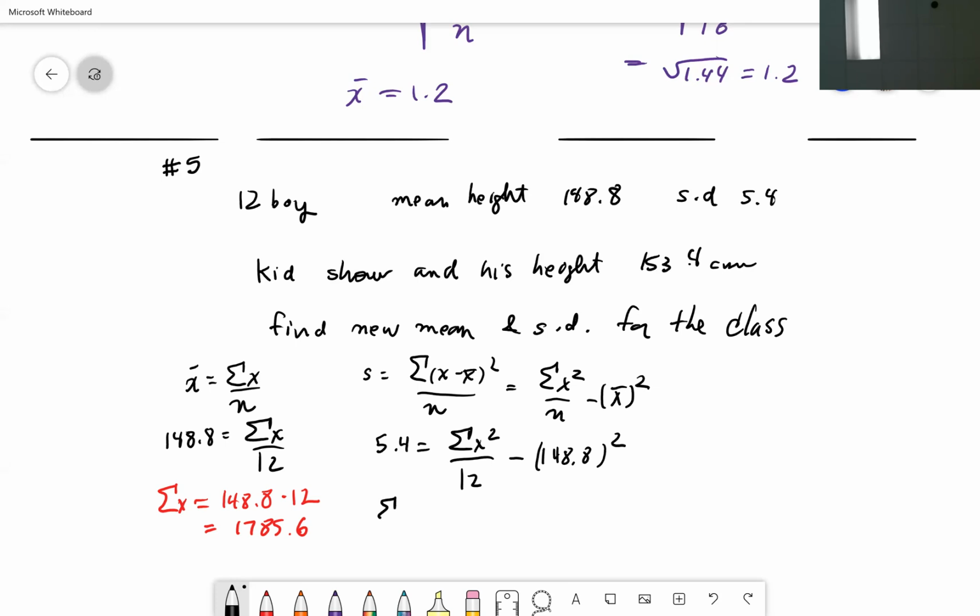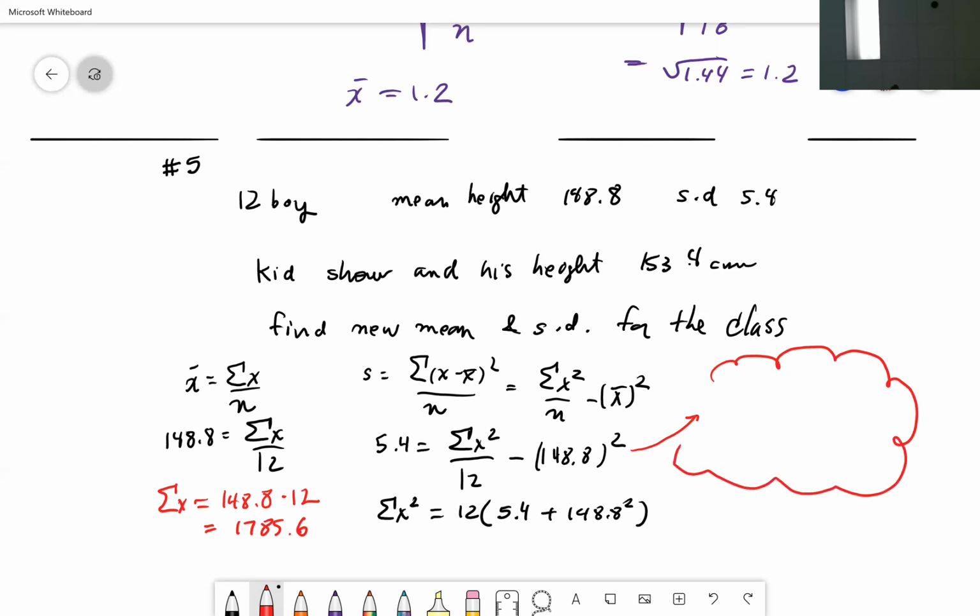I can use this now to solve for the sum of x squared. The sum of x squared is going to equal 5.4 squared times 12 plus 148.8 squared. You should see how I rearranged that, right? If you have 5.4 equals the sum of x squared divided by 12 minus 148.8 squared, the first thing you would do is add the 148.8 squared to the other side.